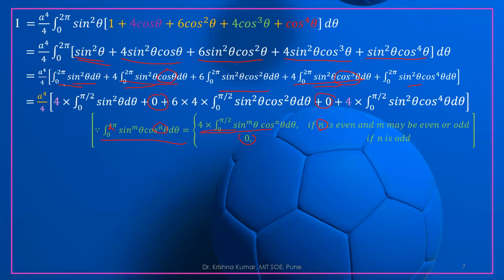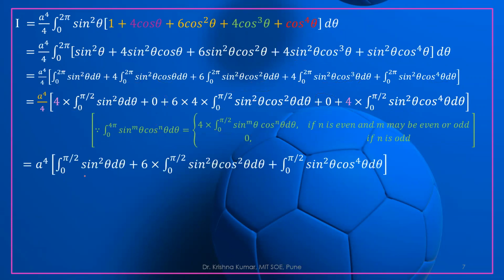And now what will happen, this second part, it is 4 times the integral from 0 to pi by 2. Since it is even, it will also be 4 times the integral from 0 to pi by 2. And it is also even over here, so it should also become 4 times the integral from 0 to pi by 2. So let us try to integrate it. So let us take this 4 outside. So this 4 will cancel. So a to the power 4, this, and this.